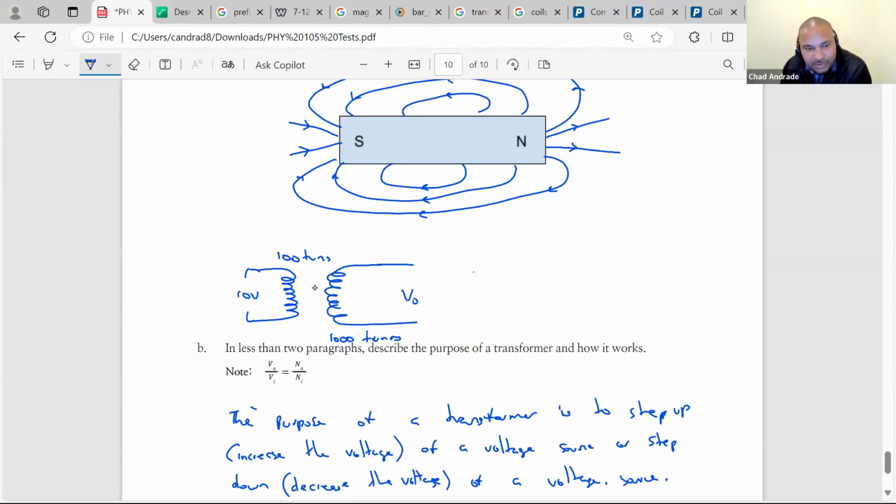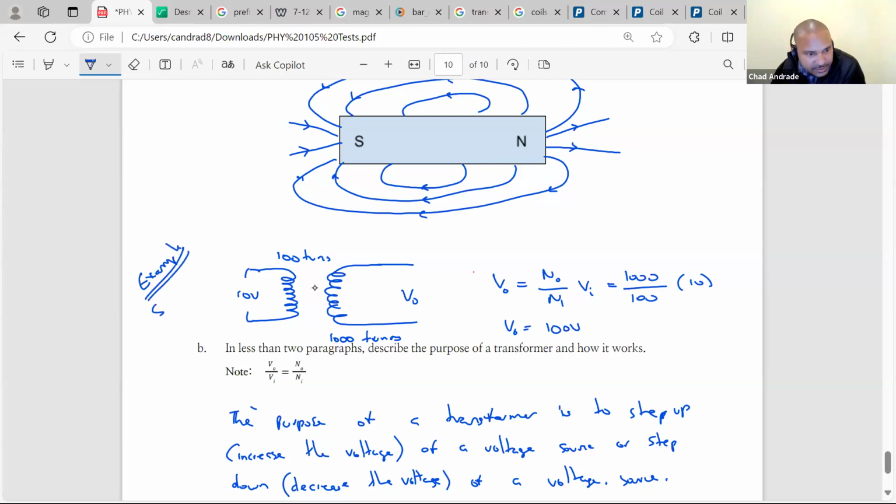I want to calculate V output. V output would be equal to NO divided by NI times VI. That is 1,000 turns on the output coil divided by 100 turns on the input coil, multiplied by 10. And that has the effect of stepping up the voltage from 10 volts to 100 volts. So this is an example of a step up transformer.